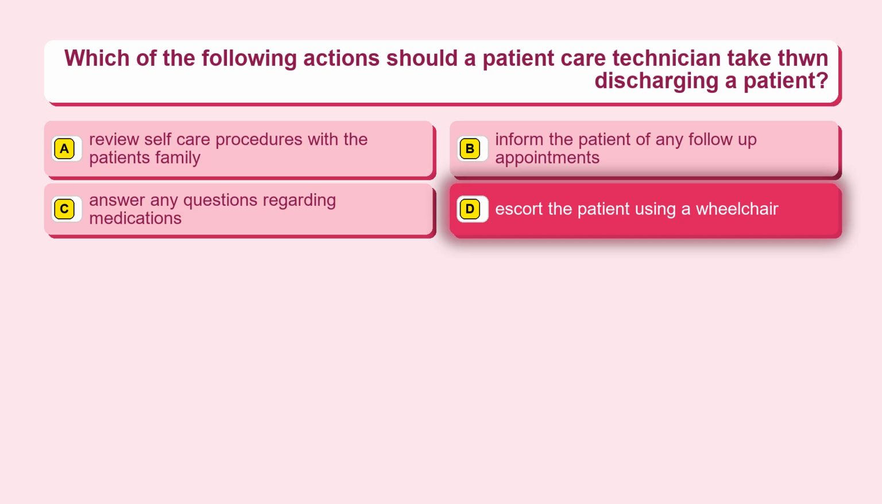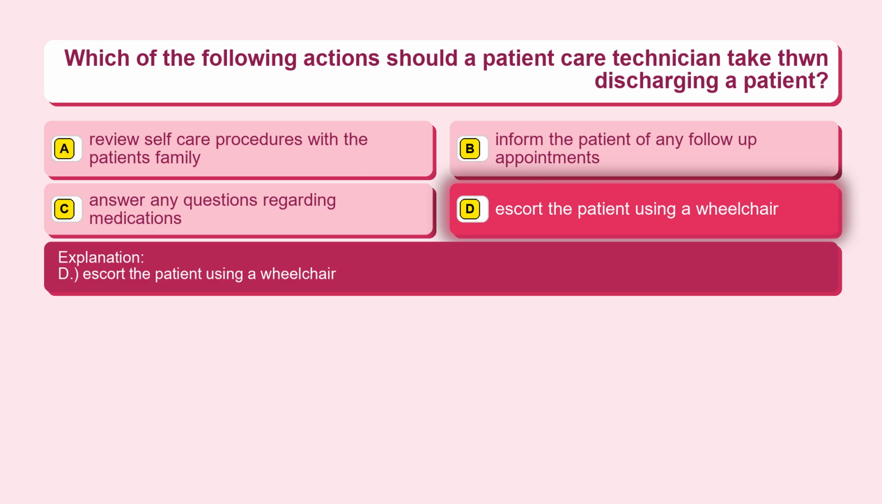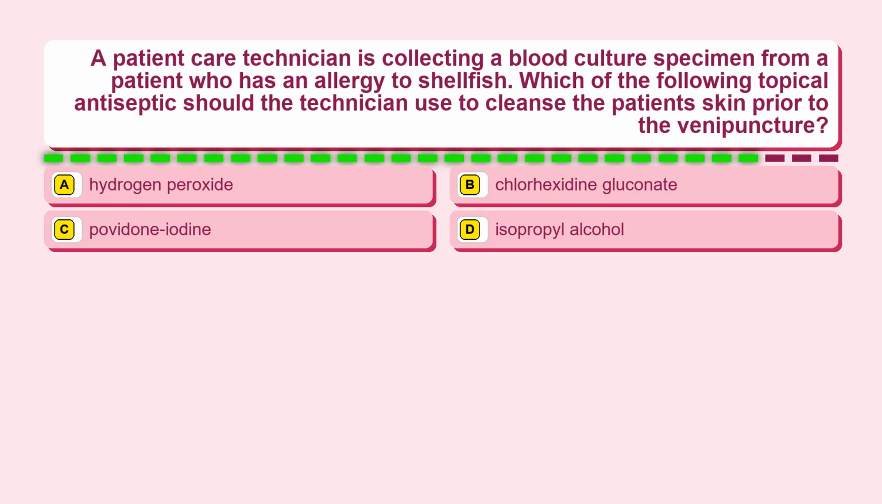The correct answer is option D, escort the patient using a wheelchair. Question 49. A patient care technician is collecting a blood culture specimen from a patient who has an allergy to shellfish. Which of the following topical antiseptics should the technician use to cleanse the patient's skin prior to the venipuncture?